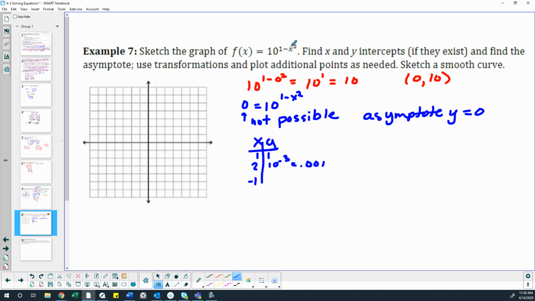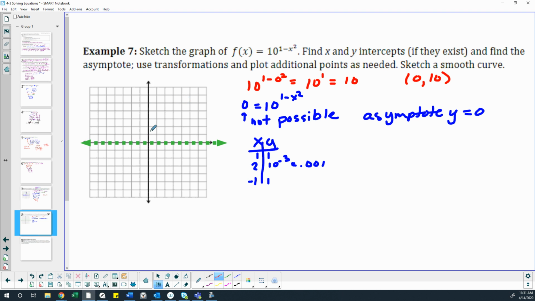Let's go with a negative number. What if we put in a negative 1? So 1 minus negative 1 squared, that turns that positive, which gives us 1 minus 1, which is 0, and 10 to the 0 is 1. Okay, putting all that in there, let me throw an asymptote in here. So our asymptote's at y equals 0, and then we have an intercept at 0, 10.